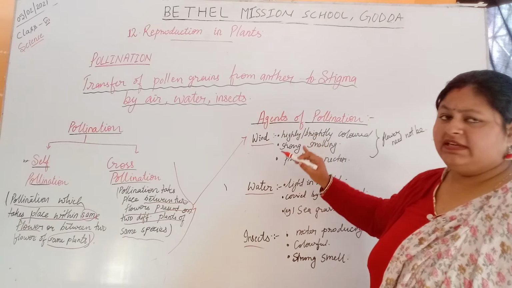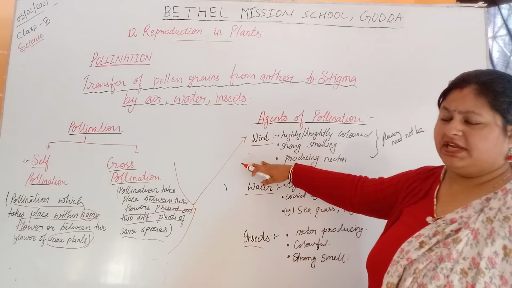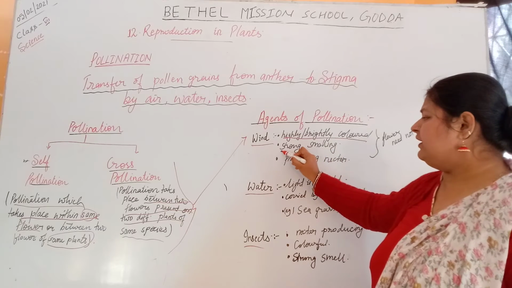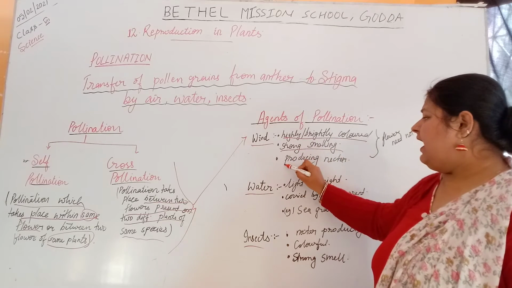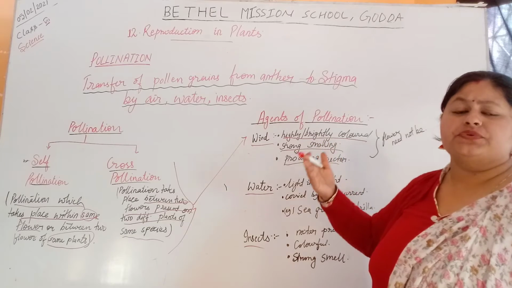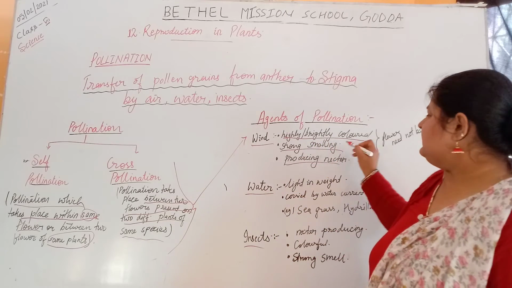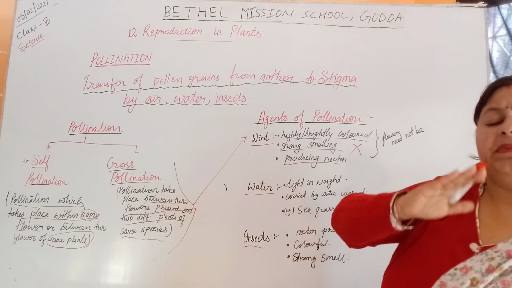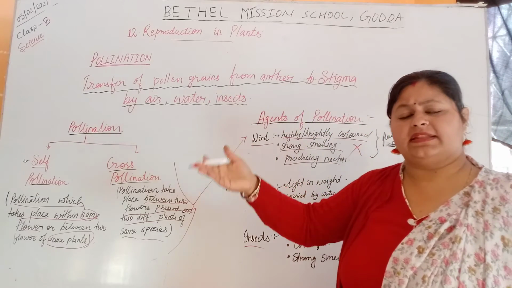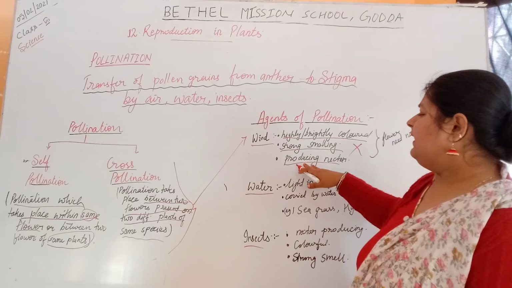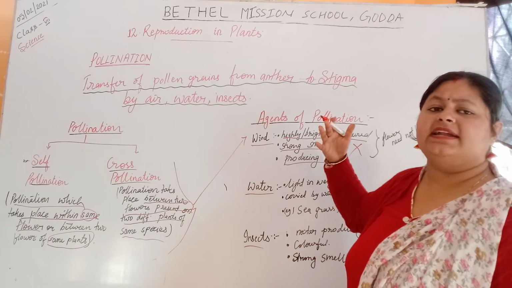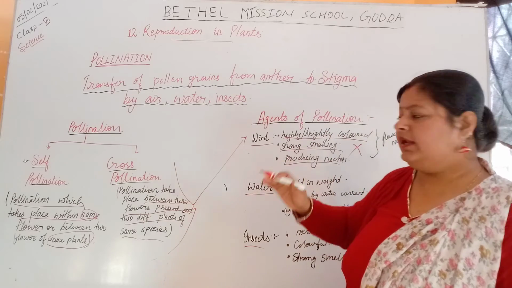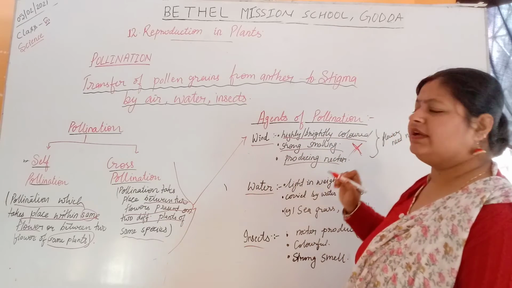In wind pollination, the plant need not be colored. The plant has no need of a strong smell, and the plant does not need to produce nectar. These things are not required because the pollen is taken away by the wind, and color, nectar, smell or beautiful fragrance of the flower are not at all required.